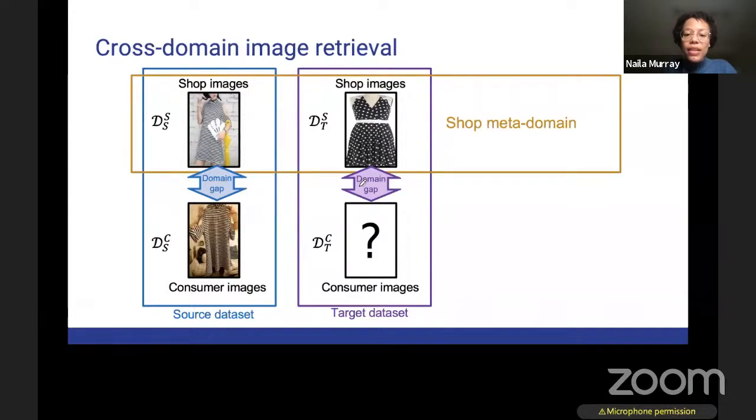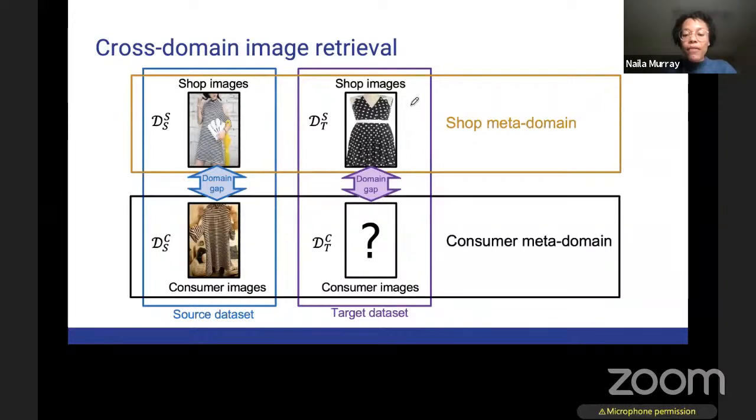So this has a domain gap as well. And then what we call a meta domain is, for example, all the images of shops. This is a meta domain because it's a domain that really goes across different data set distributions. Similarly, we also have a consumer meta domain, and you would see that there is some consumer meta domain gap. This meta domain gap is very similar to the domain gaps that you would find across these.